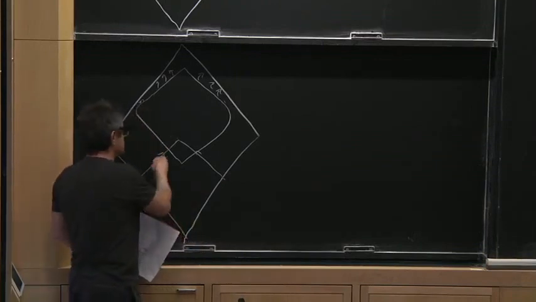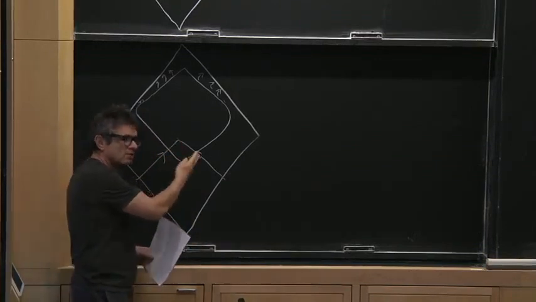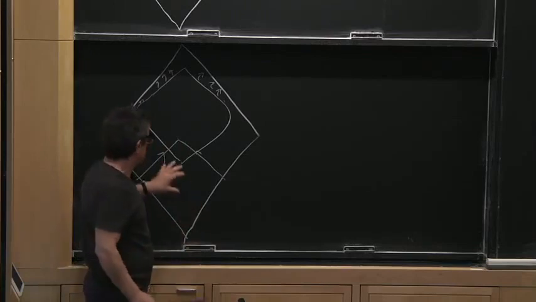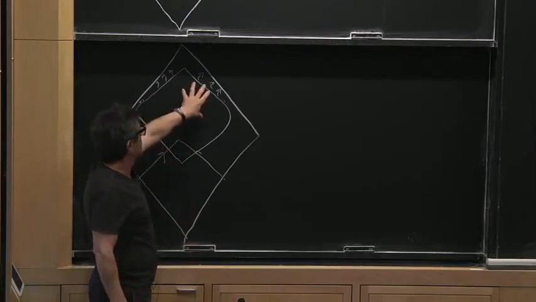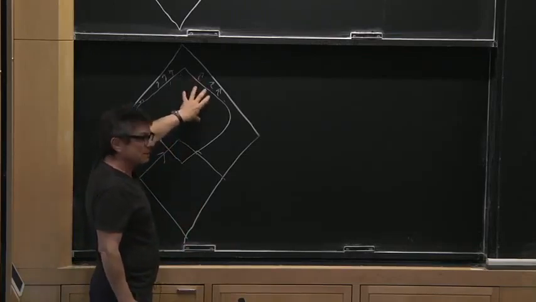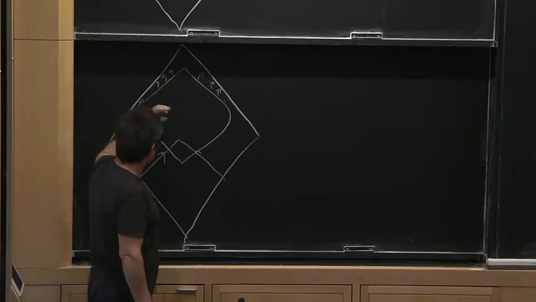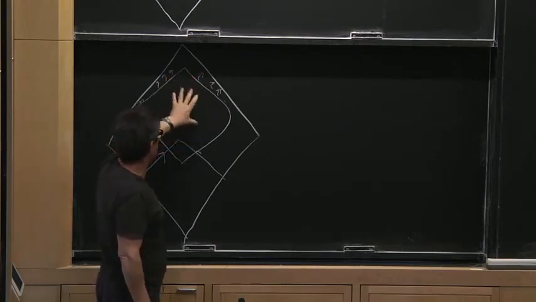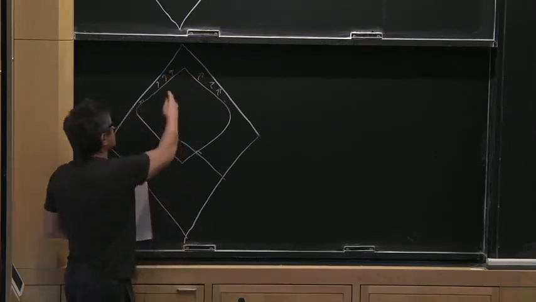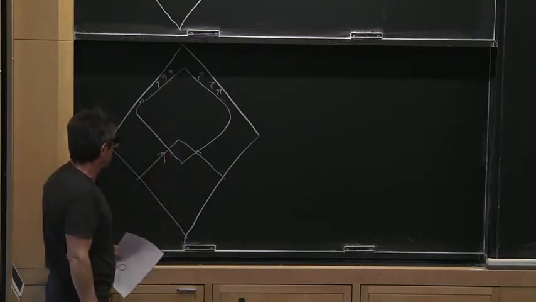So we could have made this out of red matter or blue matter or green matter, and the geometry up here would be the same. The geometry would be the same, and the outgoing Hawking radiation would be the same.